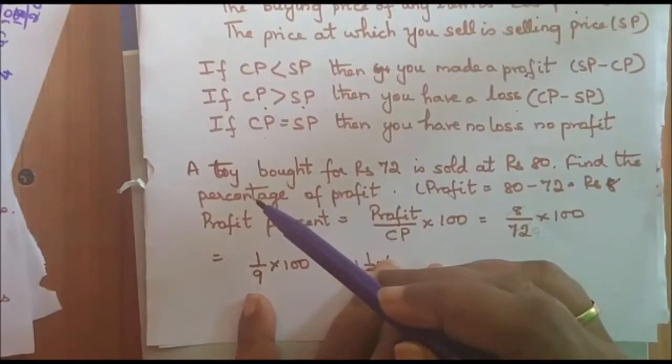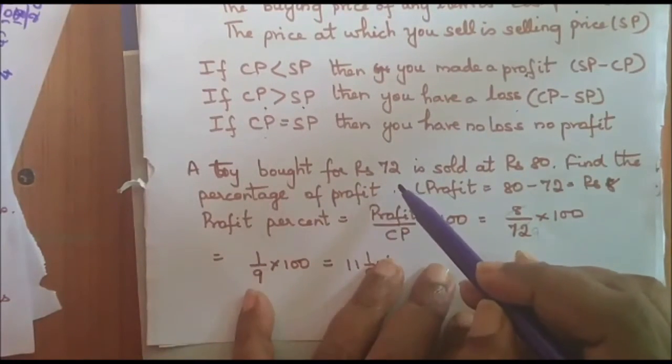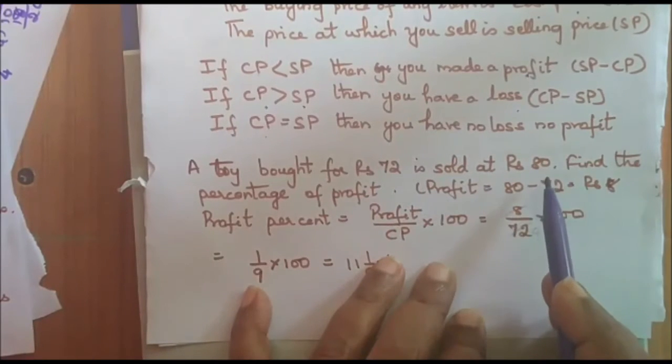Now we'll see a problem. A toy bought for rupees 72 is sold at rupees 8.